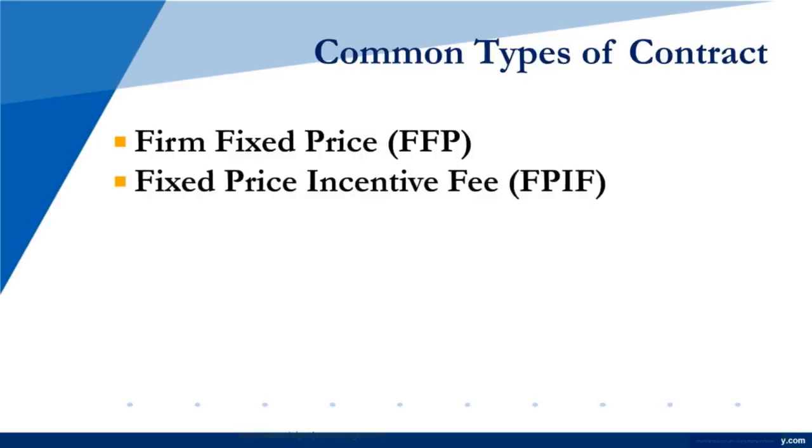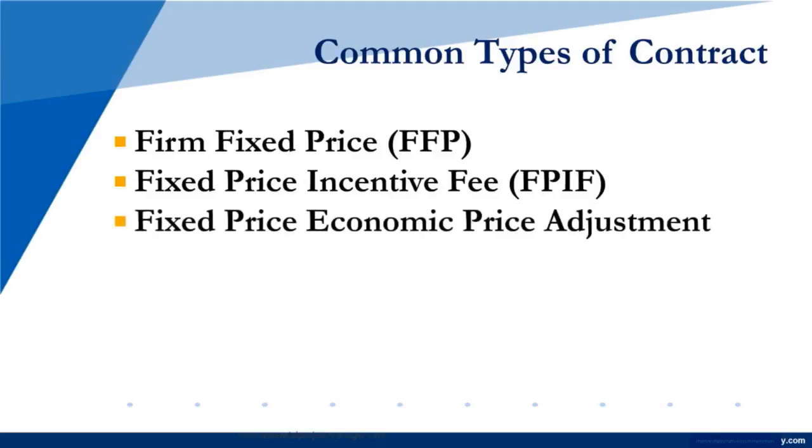A fixed price incentive fee works similarly to the firm fixed price, except there may be some incentives put in for performance, for timing of the delivery of the product or service, so that the vendor may be incentivized to do things quicker or better, and that's built into the contract. So they'll get one price and maybe more if they do a really good job. That's basically what they're talking about.